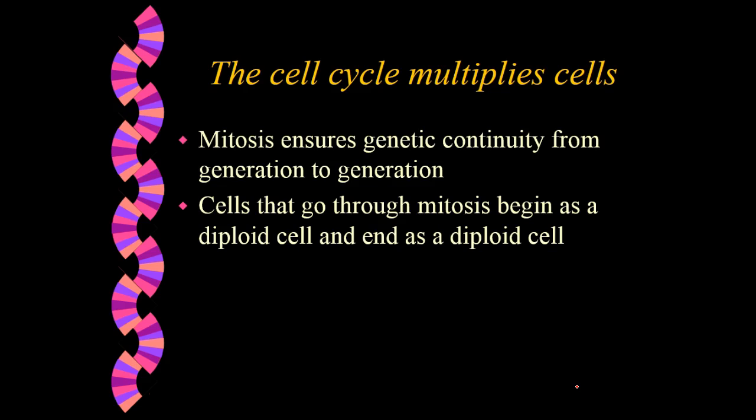So we talked about this idea of genetic continuity in the first lecture within chapter 10. And mitosis, remember, ensures genetic continuity from generation to generation because we are making identical copies of the DNA before splitting the cytoplasm. Cells that go through mitosis begin as a diploid cell and they end as a diploid cell. Remember I said diploid is 2N.